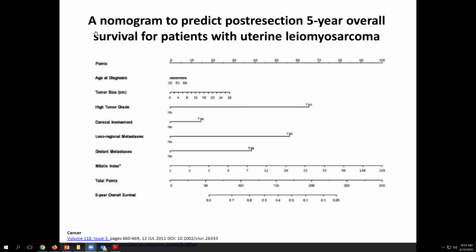So it's been proposed that we use a slightly different nomogram to quantify relative survival.